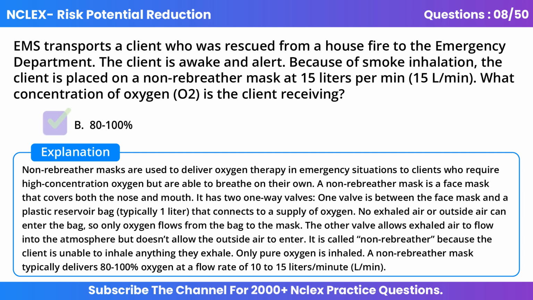One valve is between the face mask and a plastic reservoir bag, typically 1 liter, that connects to a supply of oxygen. No exhaled air or outside air can enter the bag, so only oxygen flows from the bag to the mask. The other valve allows exhaled air to flow into the atmosphere but doesn't allow the outside air to enter. It is called non-rebreather because the client is unable to inhale anything they exhale. Only pure oxygen is inhaled. A non-rebreather mask typically delivers 80 to 100% oxygen at a flow rate of 10 to 15 liters per minute, L/min.